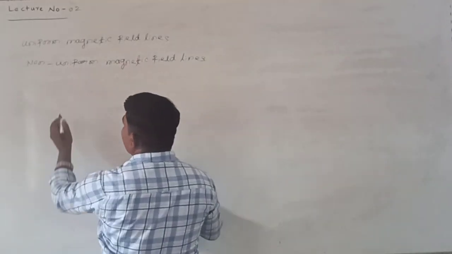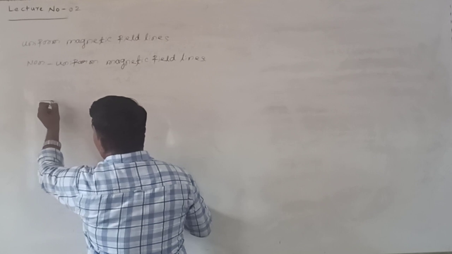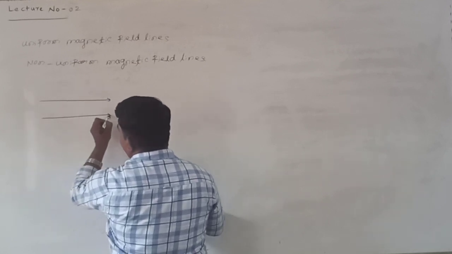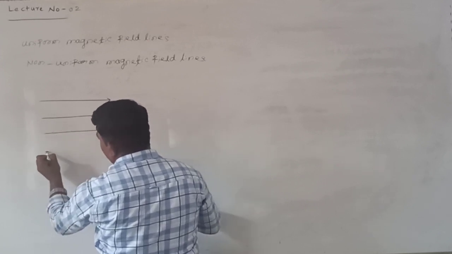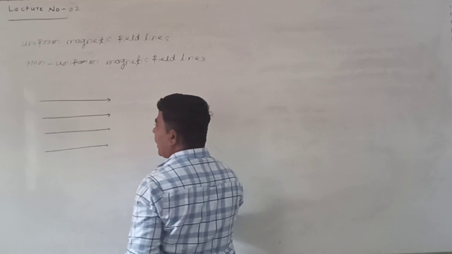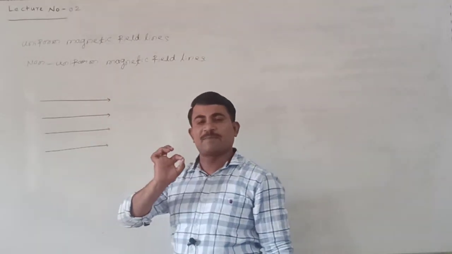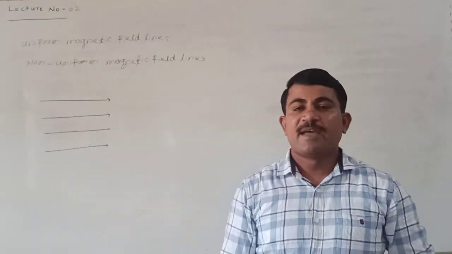See here how uniform magnetic field lines can be represented. Uniform magnetic field lines can be represented by a set of equidistant parallel lines. This I can call uniform magnetic field lines. So this indicates at every point the magnitude and direction of magnetic field must be the same. This is one way we can represent uniform magnetic field lines.